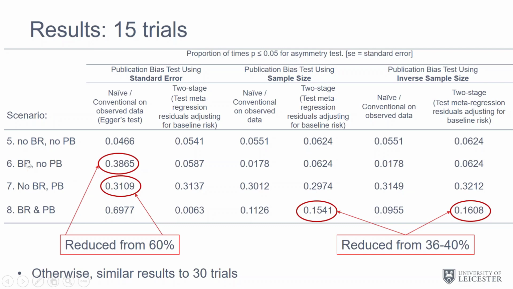In scenario 6, where we've got baseline risk but no publication bias, we can see that Egger's test is incorrectly identifying funnel plot asymmetry 39% of the time, which again is a reduction from 60% when we have 30 trials. But when we have both baseline risk and publication bias, using the new approach with either sample size or inverse sample size, then we're identifying asymmetry 15% and 16% of the time, and this is reduced from 36 to 40% that we had when we had 30 trials.